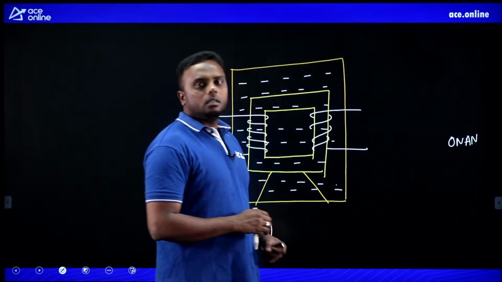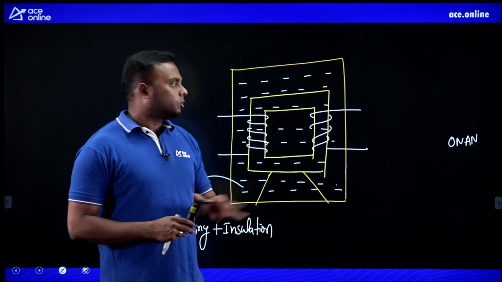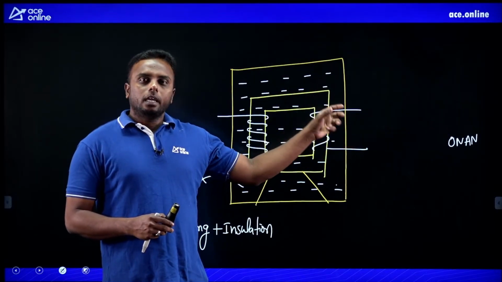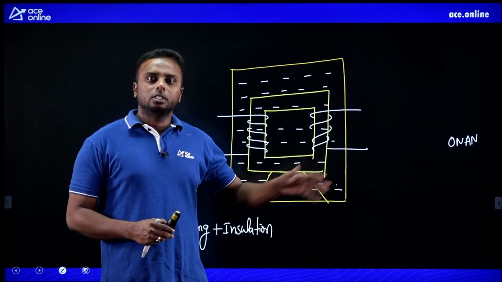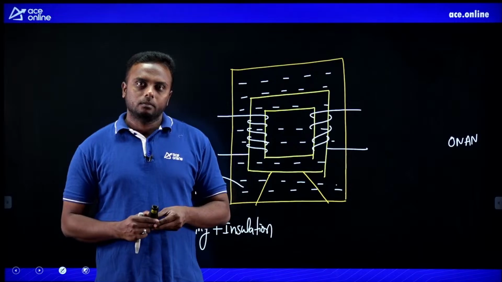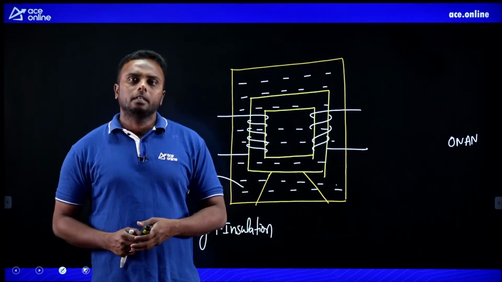What is ONAN? Oil natural, air natural. So oil will be there naturally in the tank, and when outside air contacts the surface of this tank, a little cooling is automatically provided by the outside air. So that is called oil natural, air natural cooling.